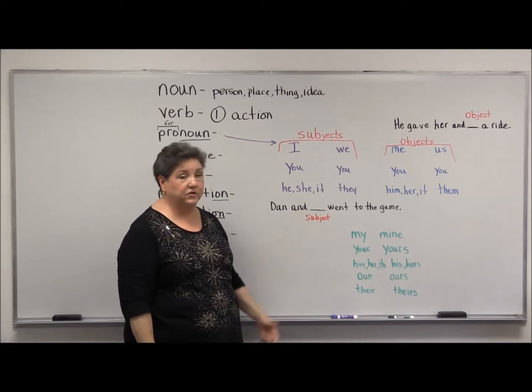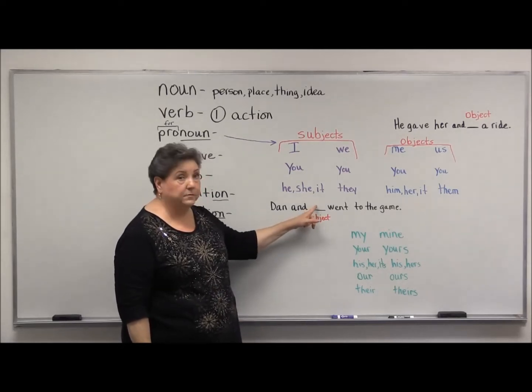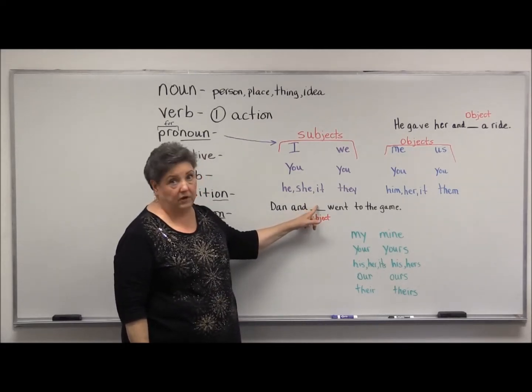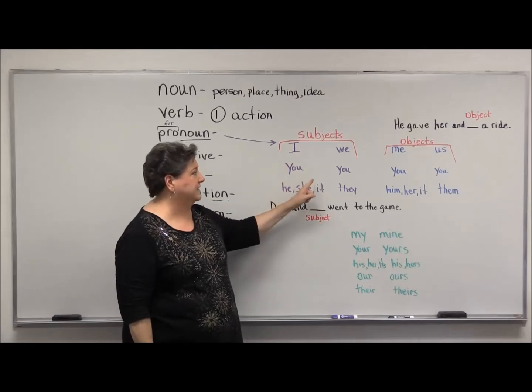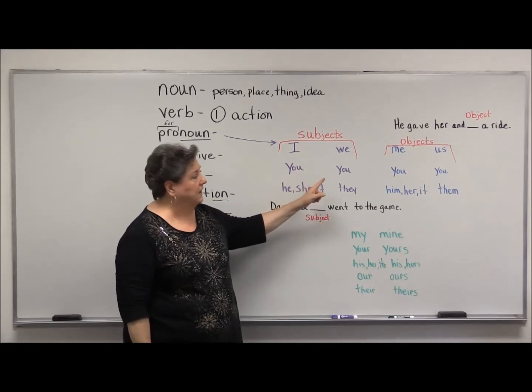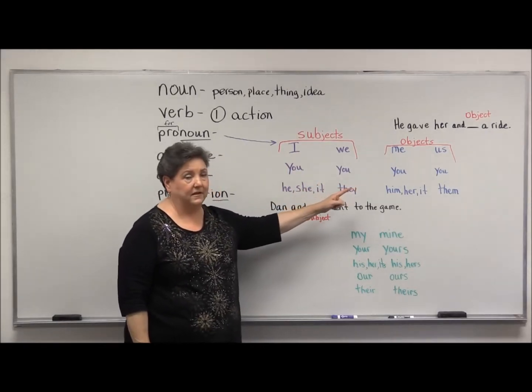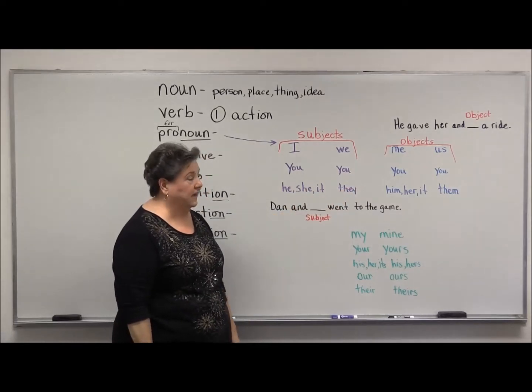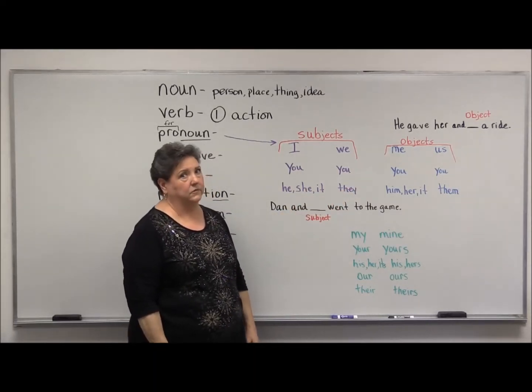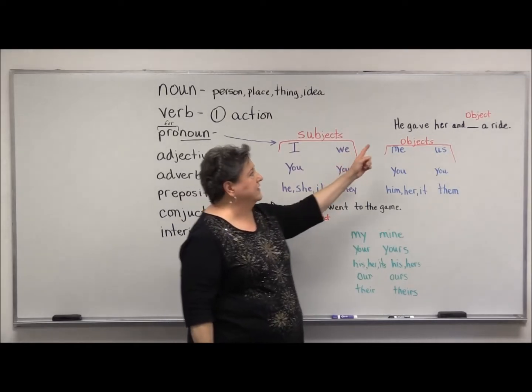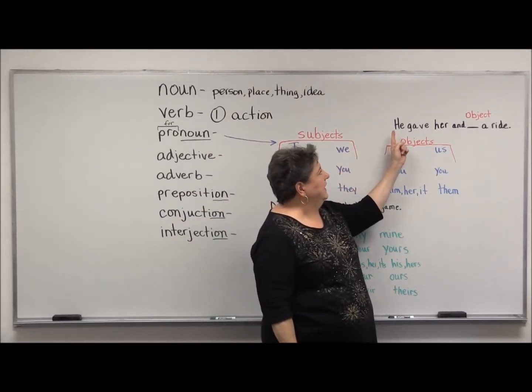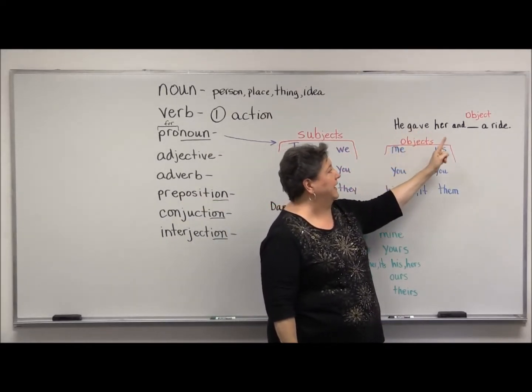See, this sentence has two subjects. So if this blank is a subject and we need a pronoun, it has to come from this list. It cannot come from that list, because this list can be objects and only objects. Well, look over here at this example I did. He gave her and blank a ride.